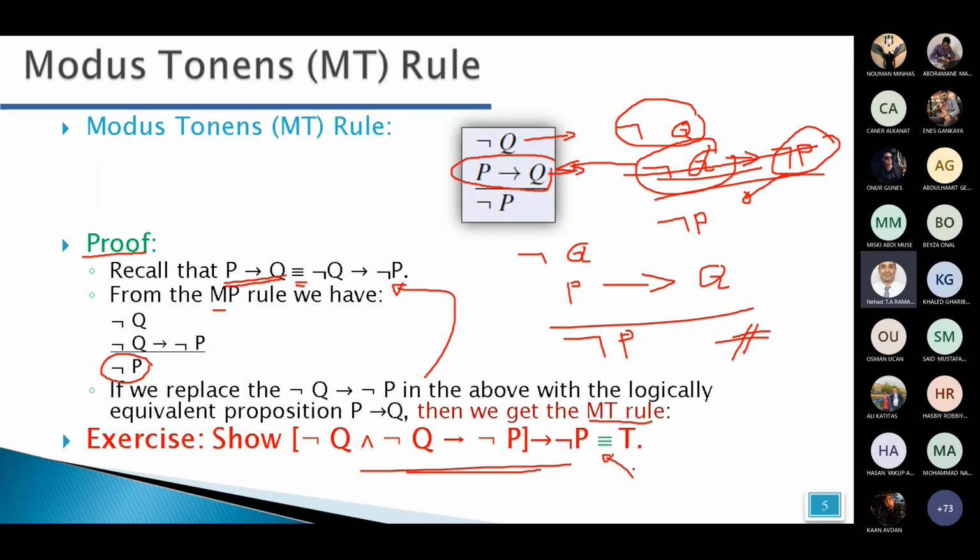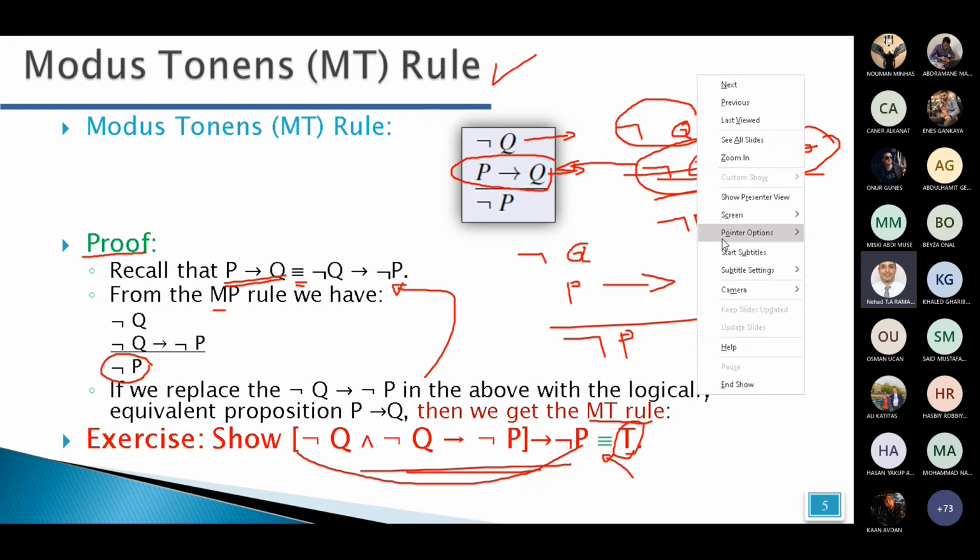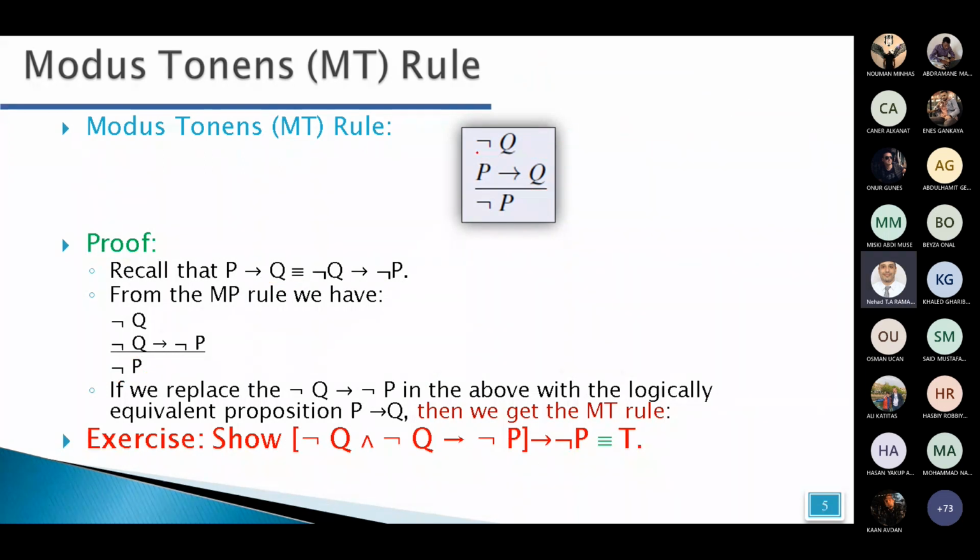You can prove it another way using the tautology and logical equivalence rules. You can use a truth table also. If you prove that this one is a tautology, meaning always true, then you can also prove this MT rule. So shortly, what is the MT rule? The MT rule says not Q and P implies Q give us not P. Give us not P. Okay.